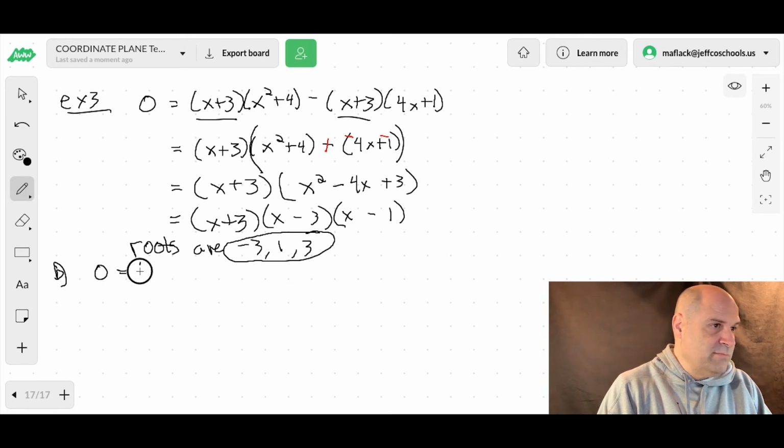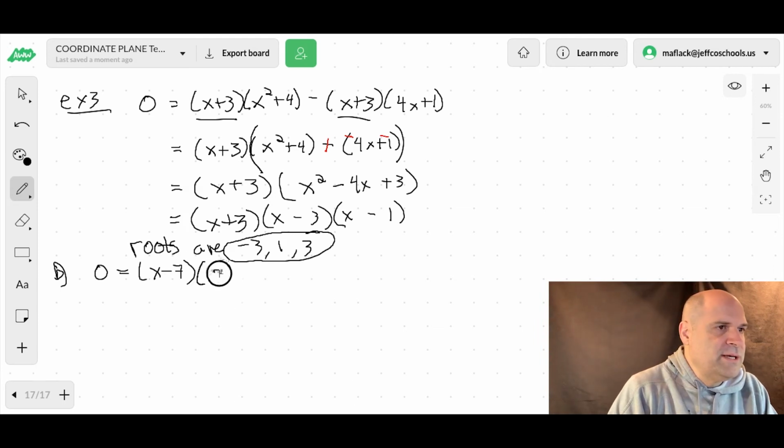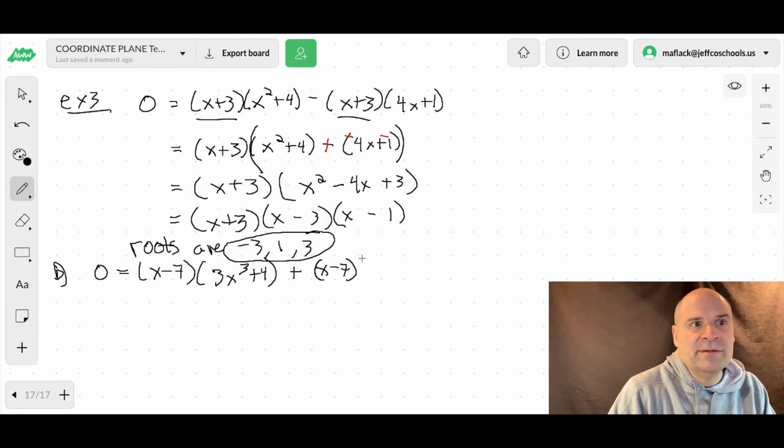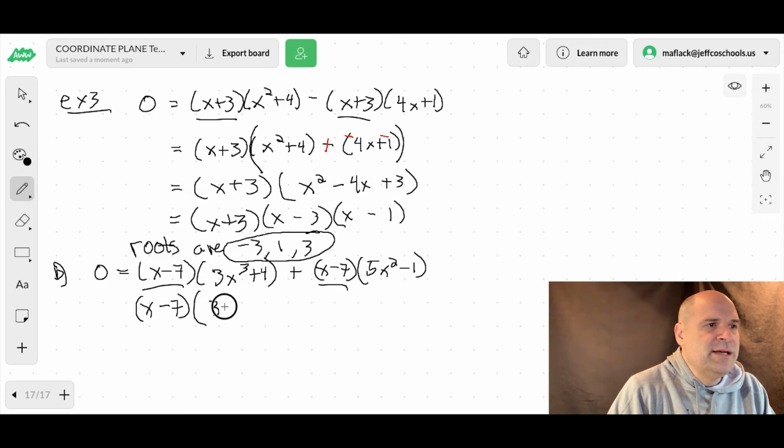0 equals let x minus 7 times 3x cubed plus 4, all added to x minus 7 times 5x squared minus 1. There's our common factor, by the way. Spoiler alert. Our common factor is this x minus 7, so let's grab it out of there. And we're left with 3x cubed plus 4 plus 5x squared minus 1.